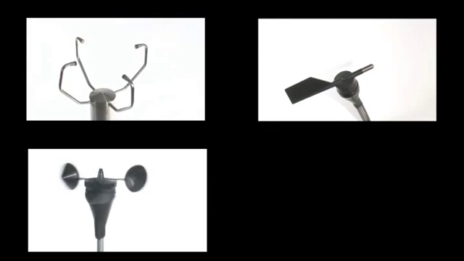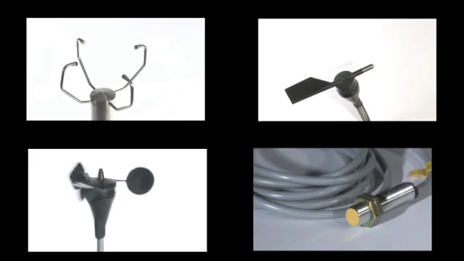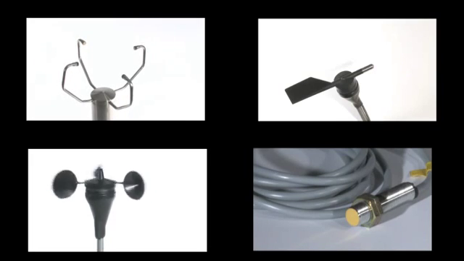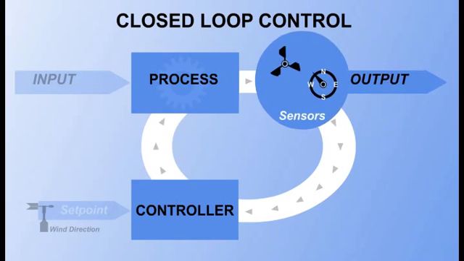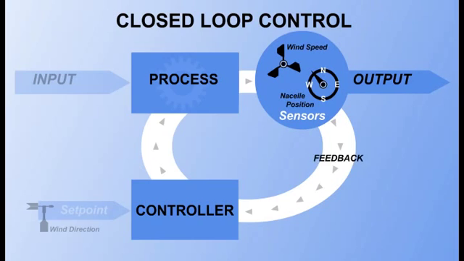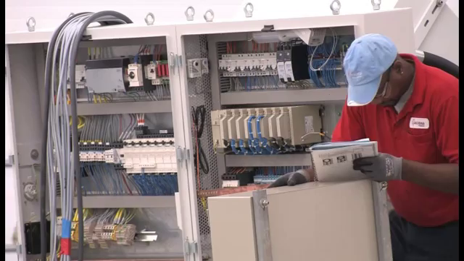Measurements of these variables are made using sensors. A sensor is a device that converts a physical quantity, such as wind speed or direction, into an electrical signal, such as voltage, current, or frequency, that can be understood by the controller. Information from the sensors is called feedback. Feedback is used by the controller to make decisions and take action to keep the wind turbine system operating.